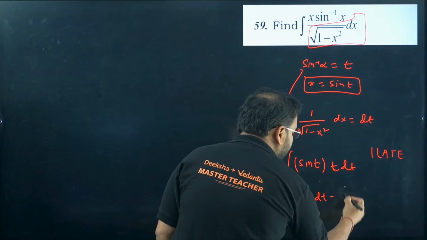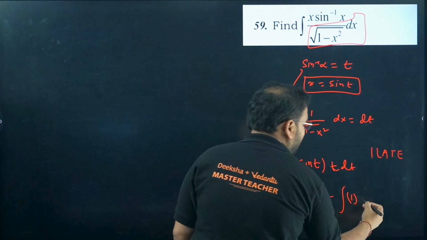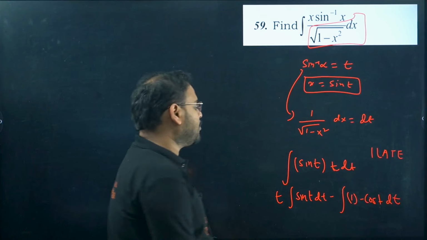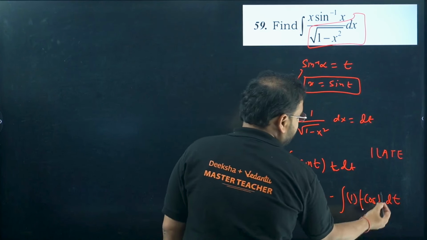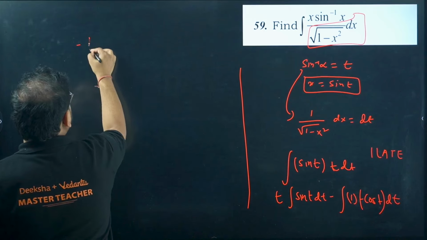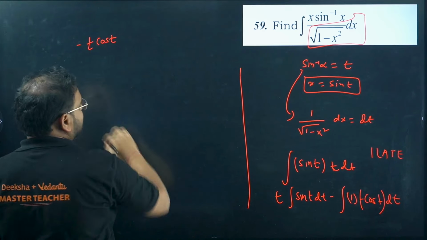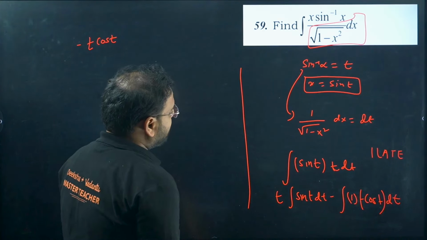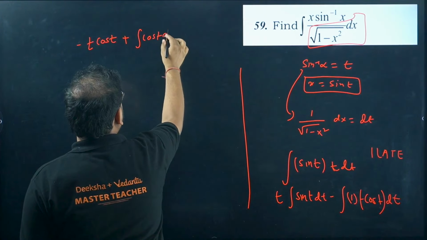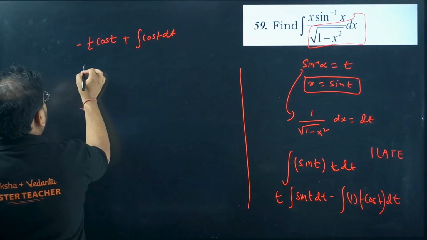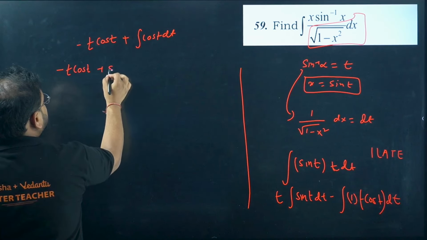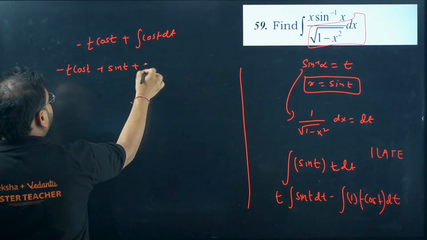There comes a minus sign. Derivative of t is 1. You'll have minus cos t dt. Integration of sine is minus cos. Right? Now continue on this side. We'll have this answer as minus t cos t, and you'll have here plus integration of cos t dt. Have a look. This will become what? Minus t cos t plus sin t plus c.